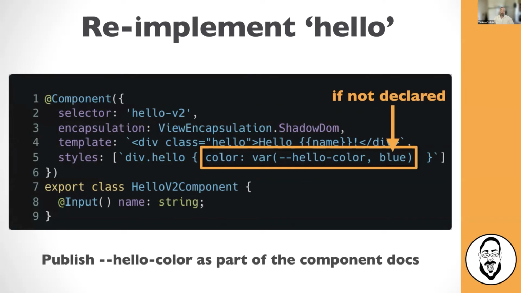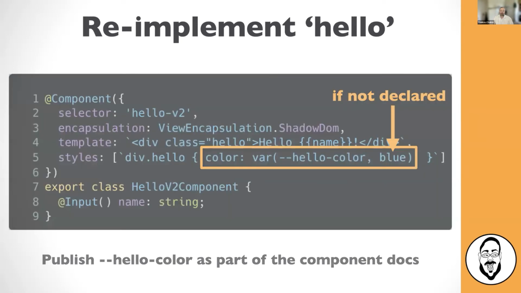So now the only thing left to do is actually tell the developers who are consuming our components that we have such a thing as the hello-color variable. So we publish hello-color as part of our component docs. We say, hey, if you want to change the color, all you do is declare this color variable, and you're good to go.